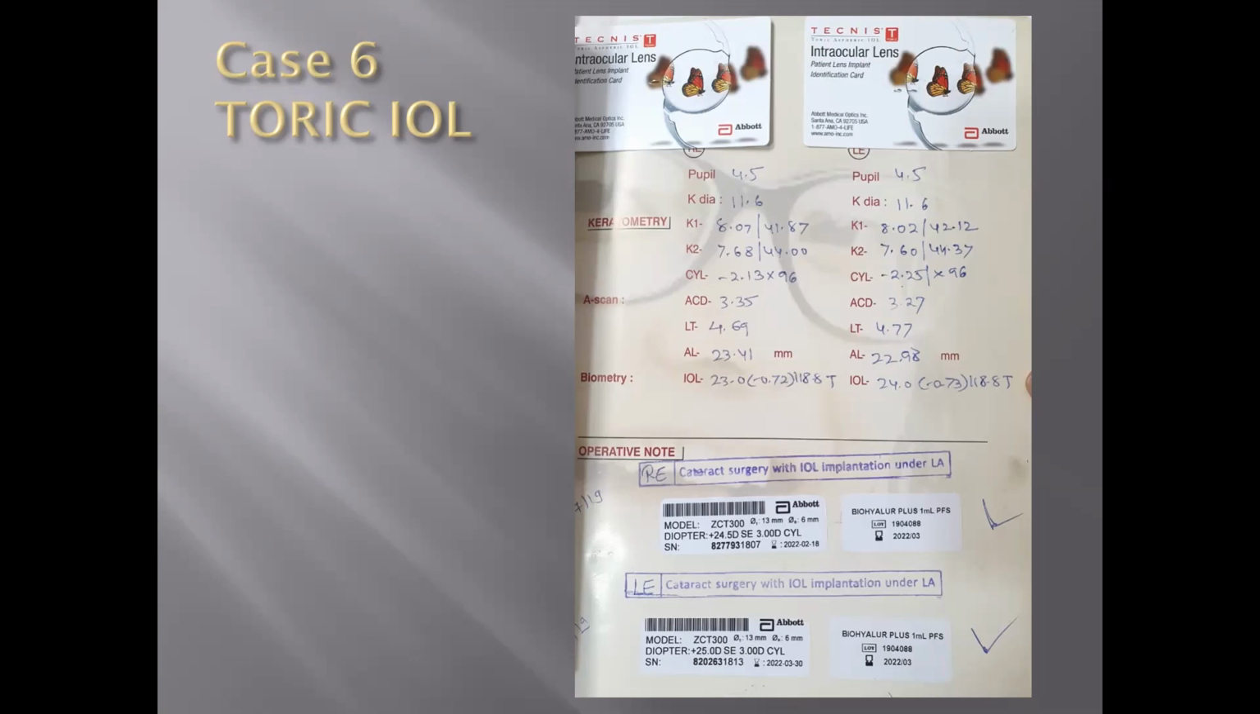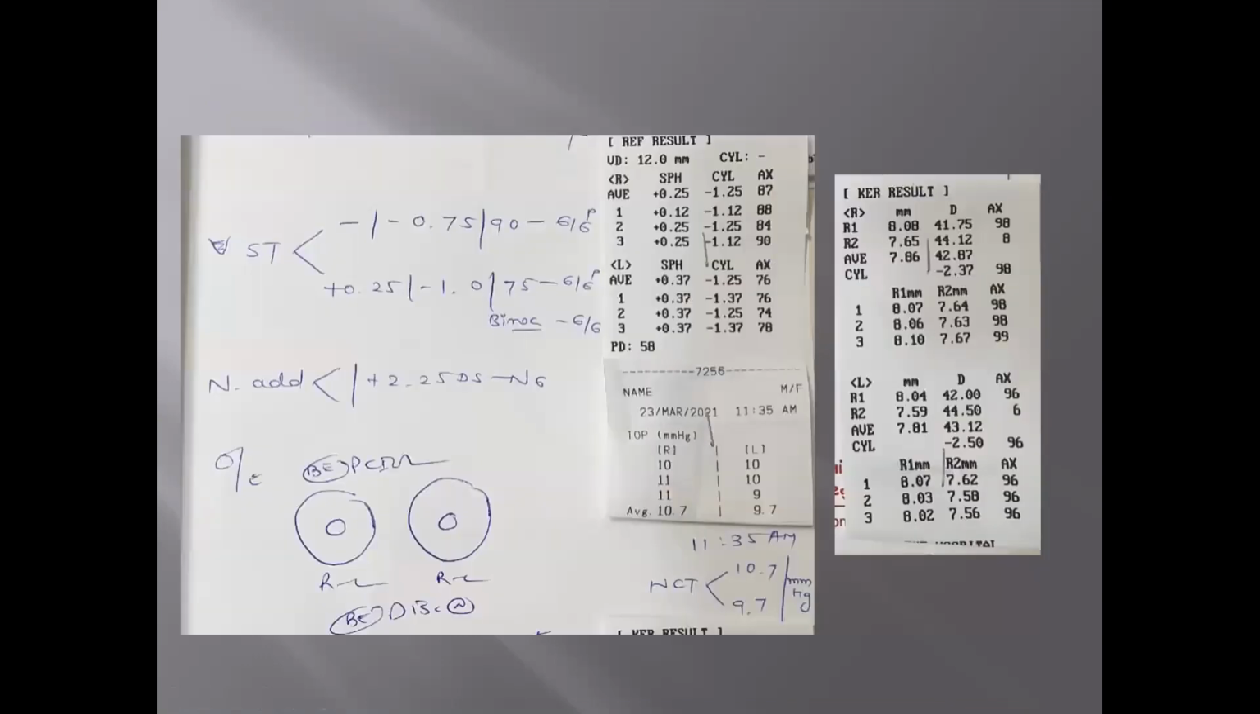So in this toric IOL patient, the keratometry is 2.13 diopter cylinder at 96 axis in the right eye, and in the left 2.25 diopter cylinder at 96 axis. So I have implanted 3 diopter cylinder, because 3 diopter cylinder at intraocular lens level will correct around 2.25 diopter cylinder at corneal plane. So this is a corneal plane astigmatism, while the mentioned 3 diopter cylinder in the IOL sticker is suggesting cylinder at IOL plane. So let's see its refraction.